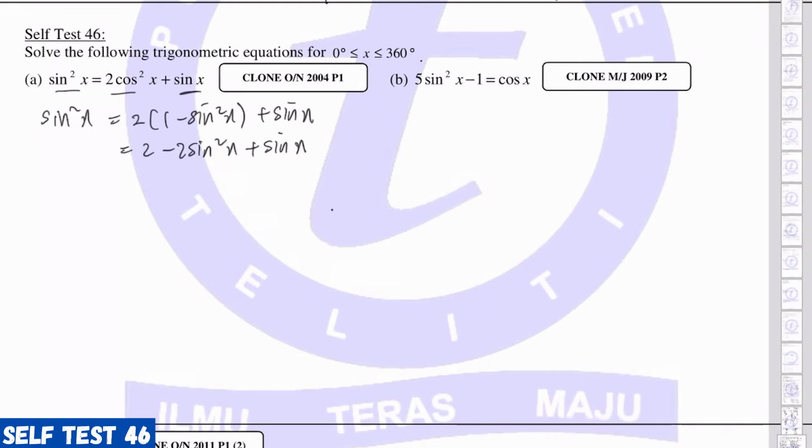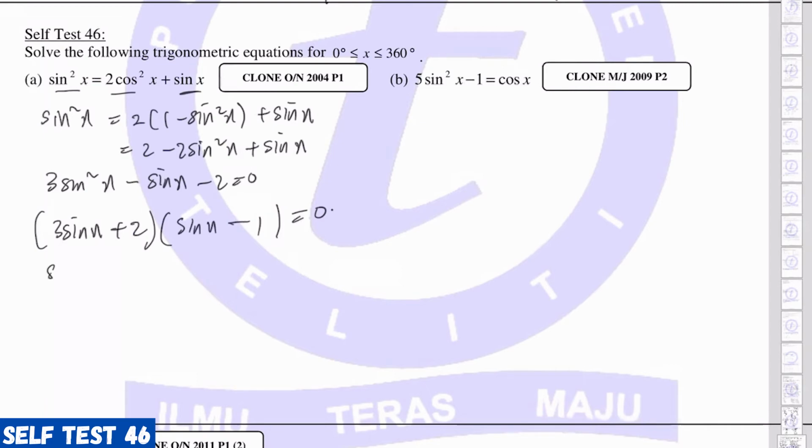Okay, I'm going to rearrange it. Bring everything to the left, so you get 3 sine square x plus, okay, it's not going to be plus, it's going to be minus here. So this is minus sine x, then you minus 2. I transfer everything to the left, double bracket, factorize it. Okay, so this is going to give us 3 sine x plus 2 and sine x minus 1.